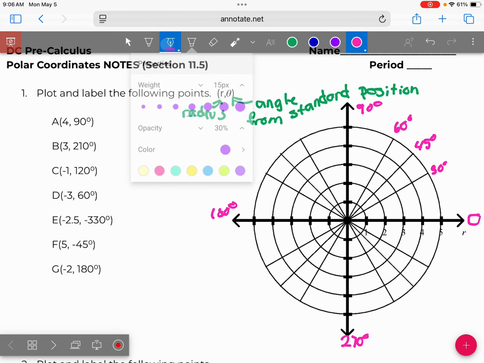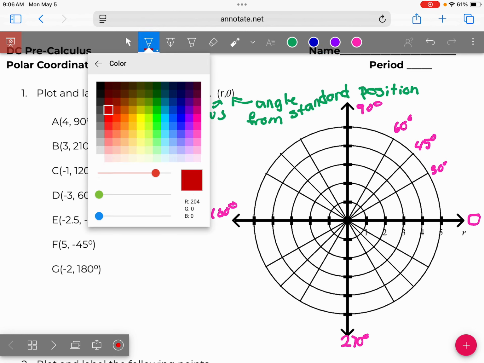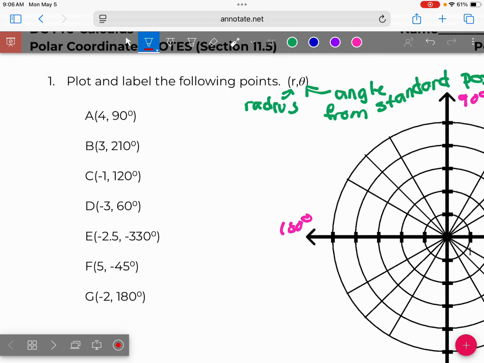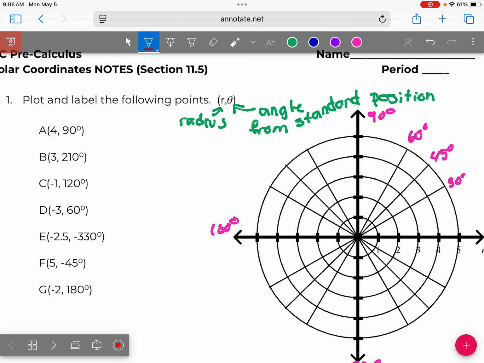As I'm working through this, I am going to use a whole lot of different colors on here. You can just do this with labels. I have to remember to stop zooming in so that you can actually see what's happening. If we look at A, which is (4, 90), my radius is 4. On our circle here, this littlest circle inside is our unit circle. It has a radius of 1.